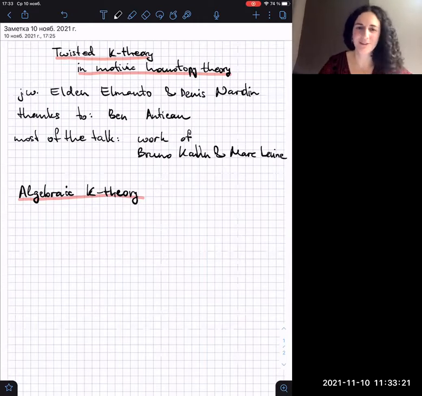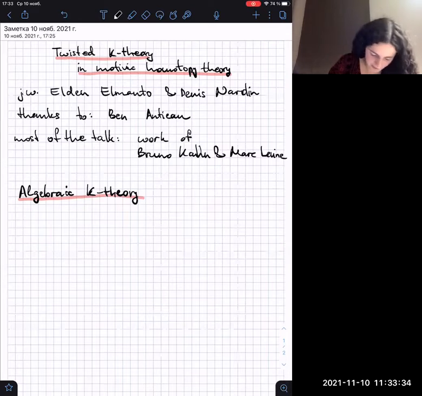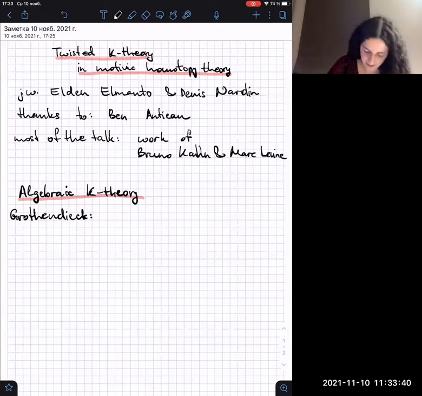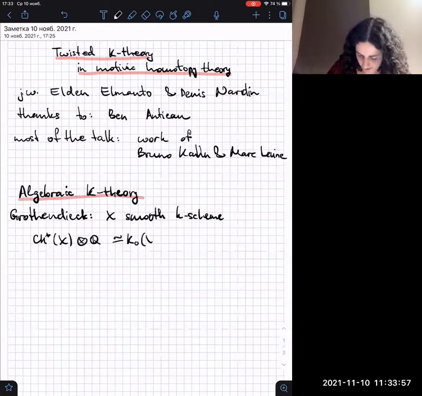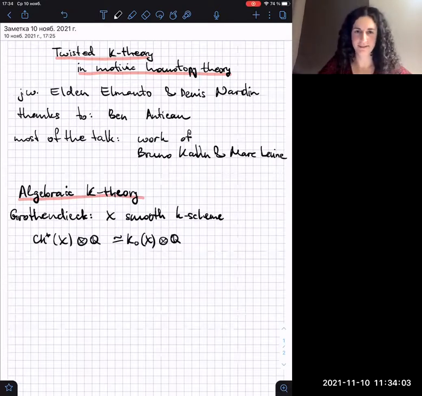Algebraic K-theory is very cool. I hope on that we can agree. The original motivation for inventing it comes from Chow groups, from algebraic cycles. It was Grothendieck's original result that if you have a smooth scheme over a field, then the Chow ring of this scheme rationally is isomorphic to the so-called zeroth algebraic K-theory group. This is an isomorphism of rings.